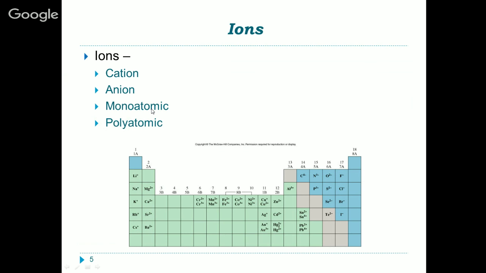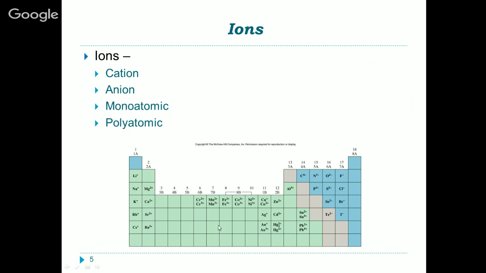Monoatomic. Hopefully we know mono means one or singular. So one atom that has a charge. You can either be positive or negative. Poly means more than one. So this is a group of atoms that are bonded together and have a charge on the overall molecule. So we see polyatomic molecules, polyatomic ions.